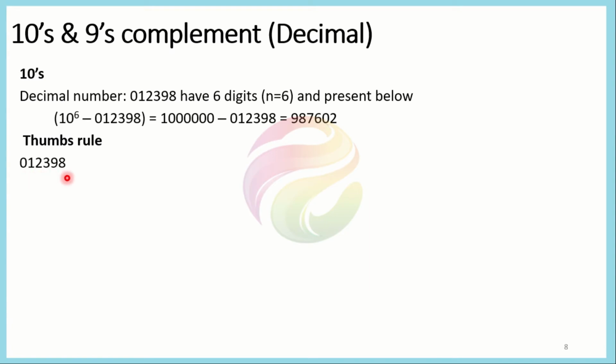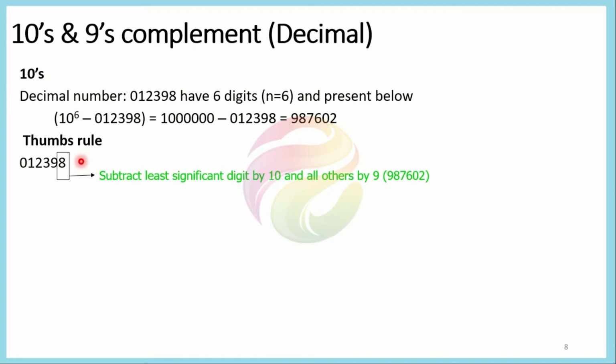Say we have this decimal number here. What we do is first we subtract the least significant digit. This one here is the least significant, and this is the most significant digit here. So what we do is we subtract the least significant digit from 10 and all the rest of the digits from 9. So this will result in the complement of this number.